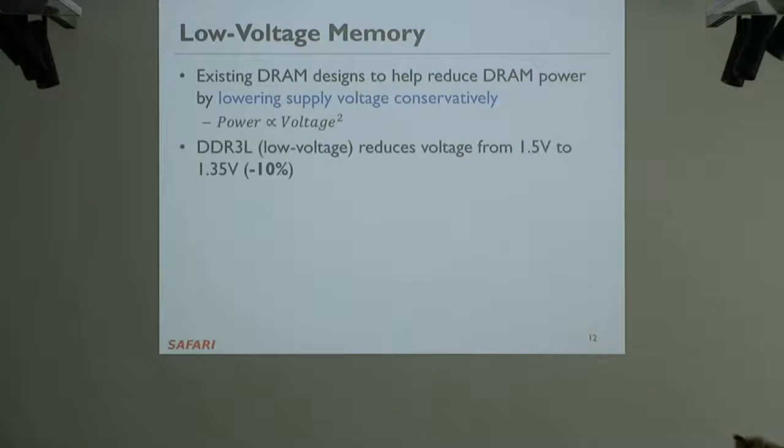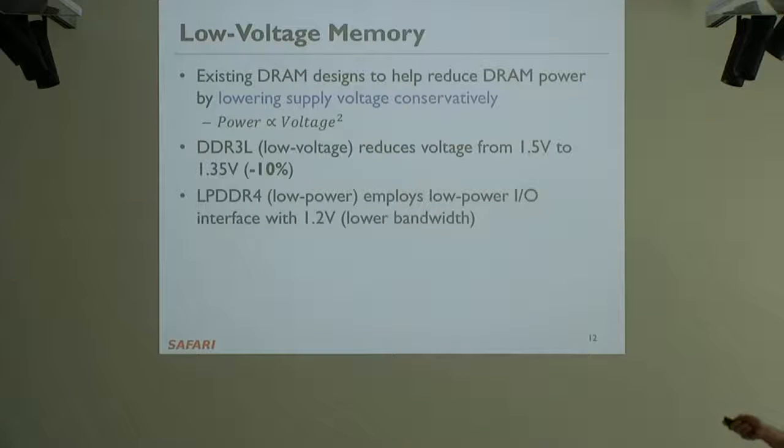And there are some low voltage DRAM, including LPDDR. They reduce voltage by some amount. In this case, we looked at DDR3 because our infrastructure was capable of doing DDR3 at the time. And they reduce voltage relatively conservatively. LPDDR employs some other low power interface.